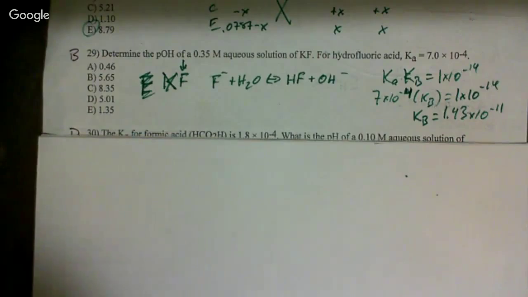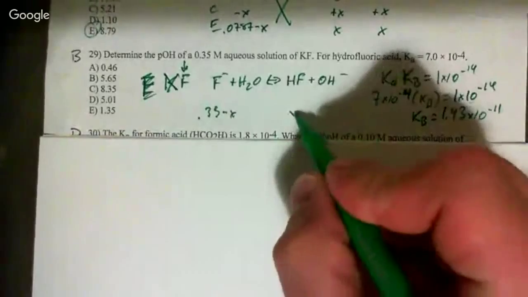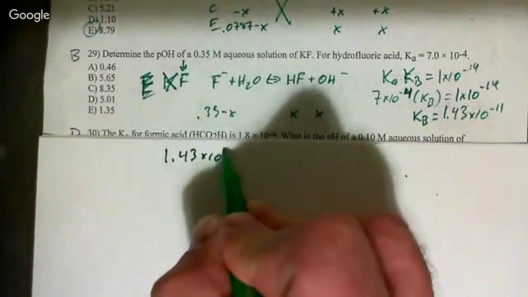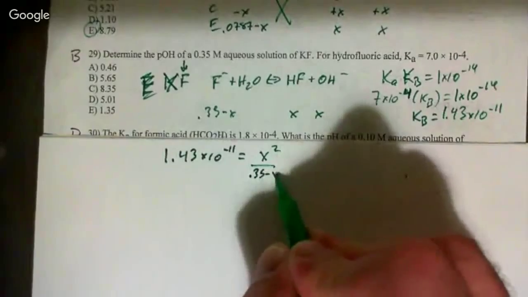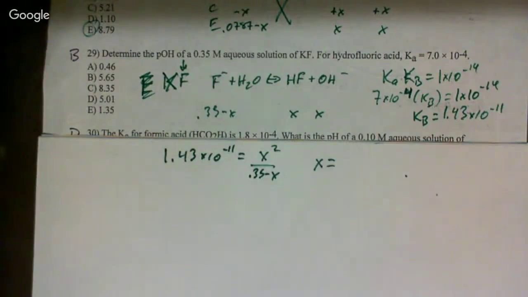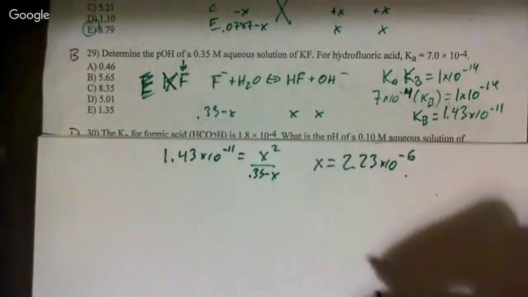Let's finish this thing up. So I'm going to end up with a 0.35, a minus x, an x, and an x. So my Kb expression 1.43 times 10 to the negative 11th will equal x squared over 0.35 minus x. An approximation is certainly valid in this case. So we're going to take the 0.35 and multiply that by the 1.43 times 10 to the negative 11th. And then don't forget to take the square root of that. 2.23 times 10 to the negative 6. That is the concentration of OH minus.